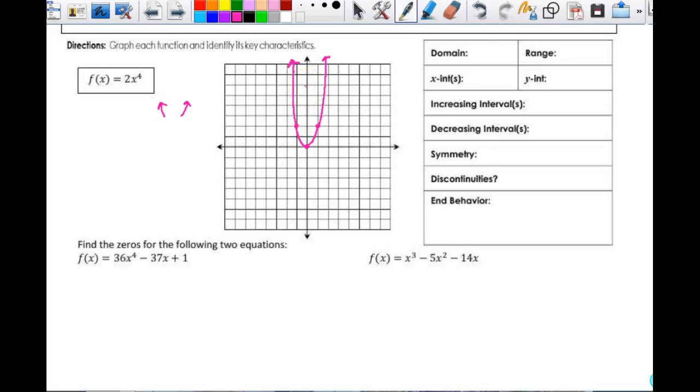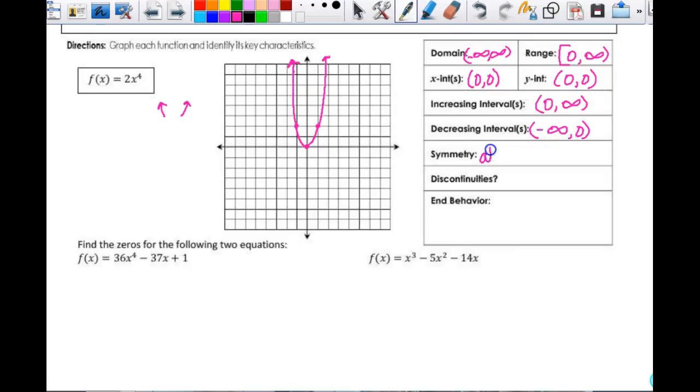All right, so my domain is from negative infinity to infinity. My range goes from 0 to infinity, and I include the 0. Some of y'all were including infinities on things, and I don't know where you got that. All right, my x-intercept is at 0, 0. My y-intercept is at 0, 0. It's increasing from 0 to infinity. It's decreasing from negative infinity to 0.